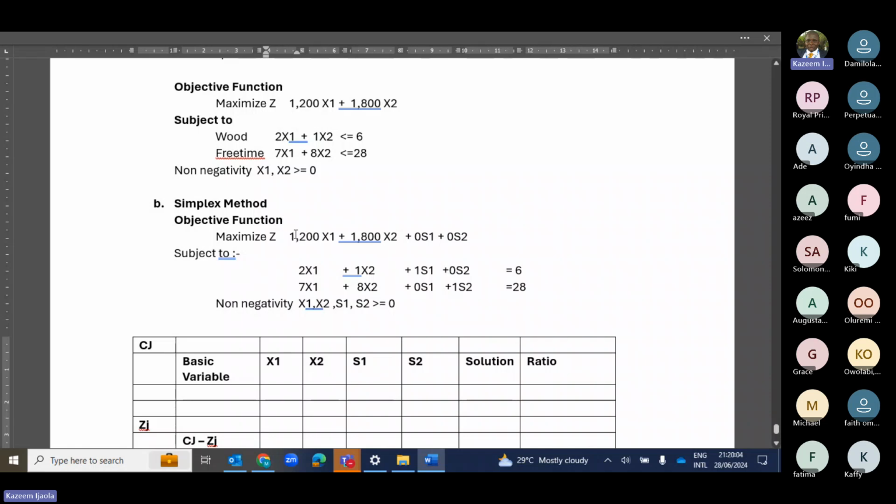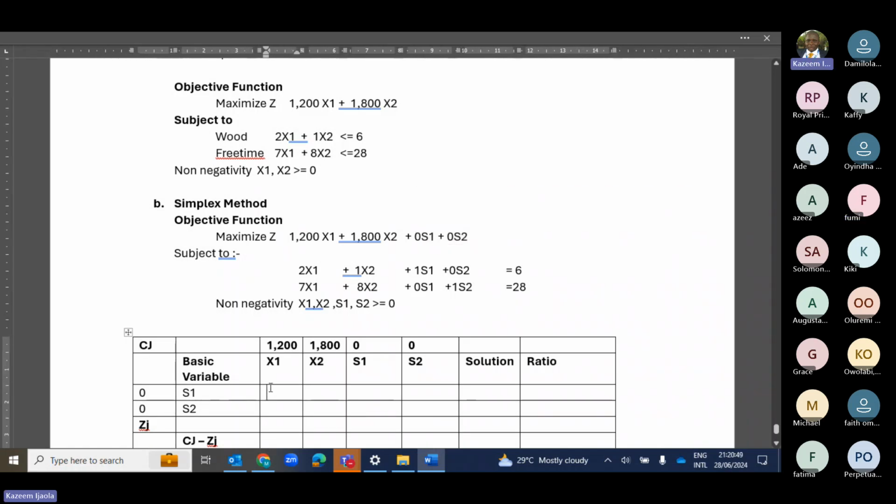Now, who can tell me the Cj for X1? No thinking required. Just 100. What's the Cj for X2? 18. What's the Cj for S1? 0. Perfect. So now this is what you do. This Cj means coefficients of the variable. So you will now input your slack variable. Your starting point is always your slack variables. What's the Cj for S1? 0. Also S2 is 0. The Cj here is 0, 0.